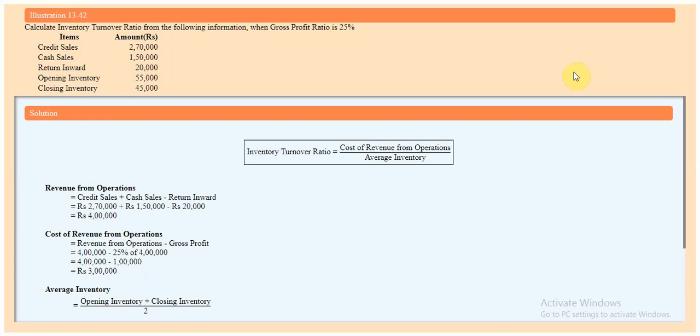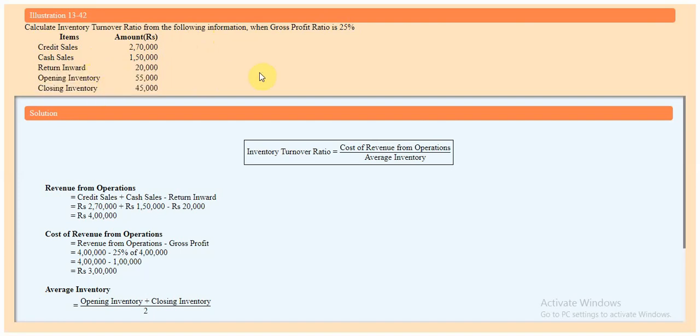Hi friends, in this video we will look at problems on inventory turnover ratio. So the first problem is illustration number 42. Calculate inventory turnover ratio from the following information when gross profit ratio is 25%. They have given the gross profit ratio, that is 25%, and they are asking us to find out inventory turnover ratio. Credit sales is given, cash sales given, return inward given, opening inventory, closing inventory is given.